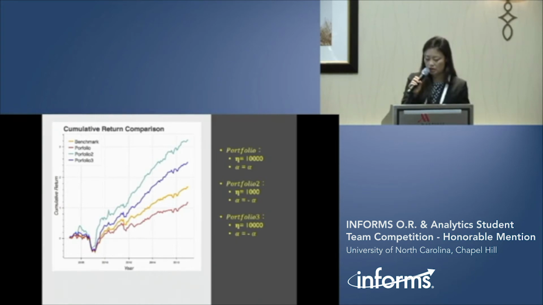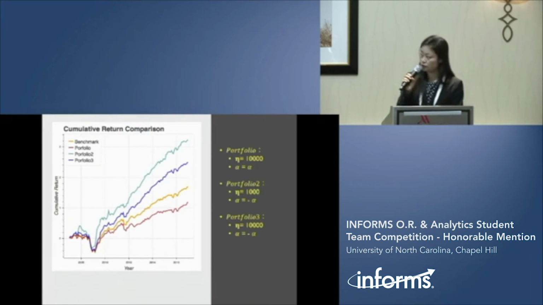But looking at the chart here, Portfolio 2, which uses a penalty coefficient of 1,000 and an alpha that is negative, outperformed all of the portfolios, including the benchmark, substantially. So by 2016, our Portfolio 2 outperformed the benchmark by 150 bips.